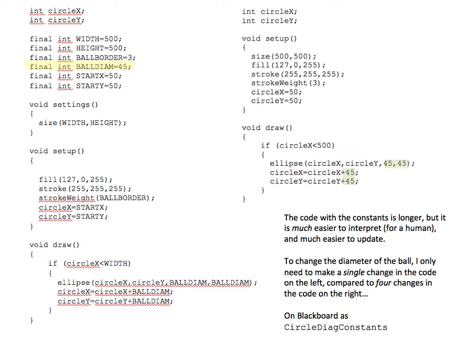So the code for this is on Blackboard, so have a play with it and experiment. Maybe change the diameter of the ball and so on, just so you get a feel for how those changes ripple through.